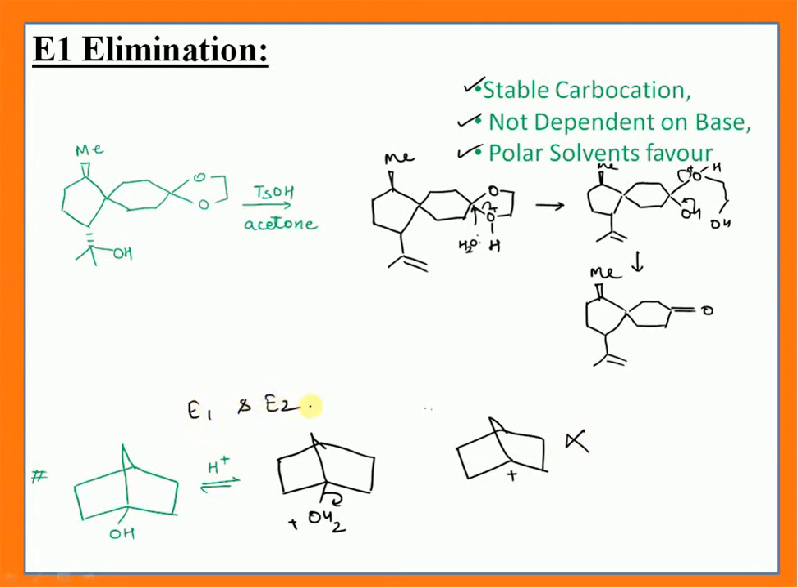E1 elimination involves carbocation formation, but in case of E2 elimination, suppose you are removing this OH, you will ultimately get a double bond at this position. So this carbon will become sp2 hybridized, and an sp2 hybridized carbon should be planar in nature. So this is also not true. This reaction cannot take place. Elimination reactions cannot take place for this molecule.